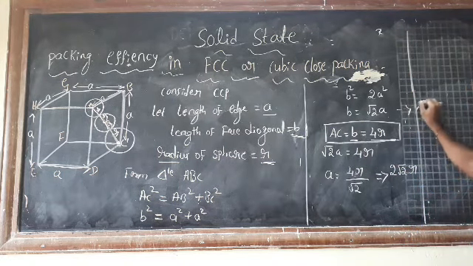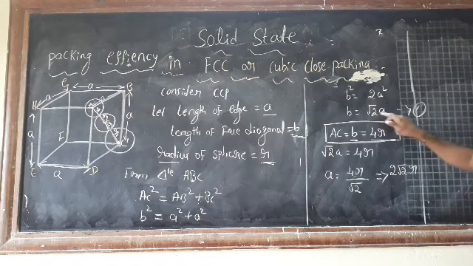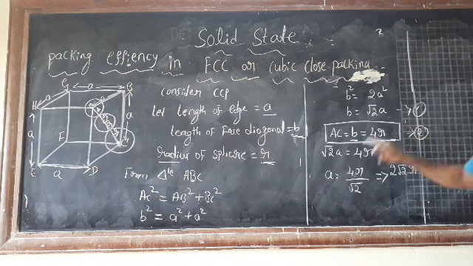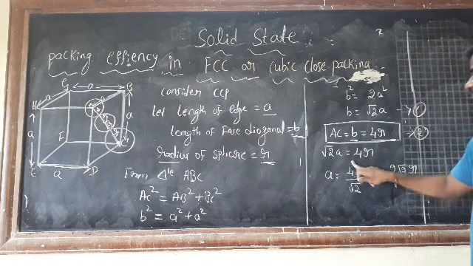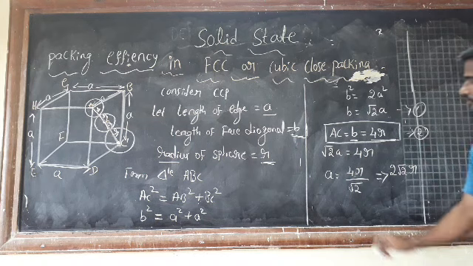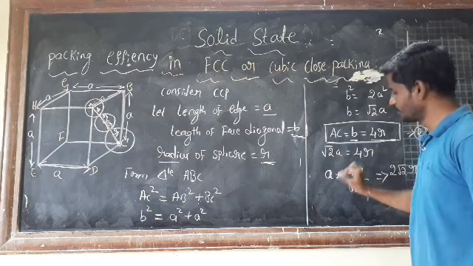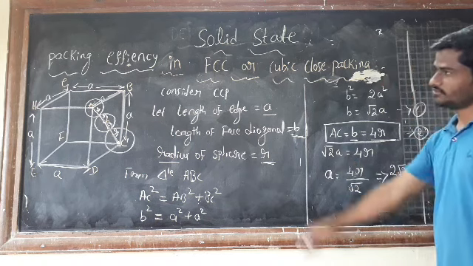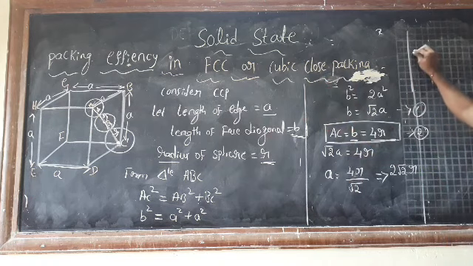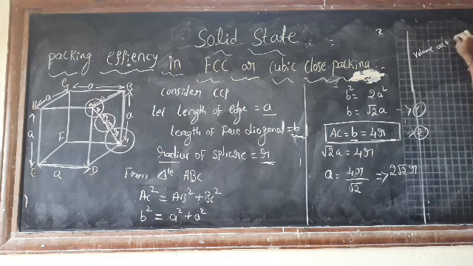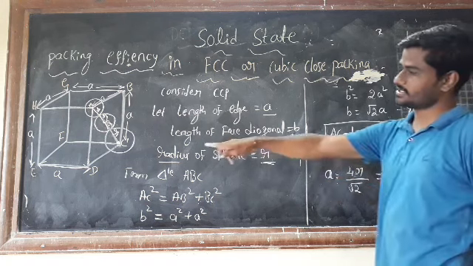From equation 1, B is equal to what? Square root 2 into A. From equation 2, B is equal to 4A. Equate 1 and 2, that is square root 2 into A is equal to 4R. So we want A. Why do we want A? Because when calculating the packing efficiency, we must calculate the volume of the unit cell, that is the volume of the cube. So what is A? A is the edge length.